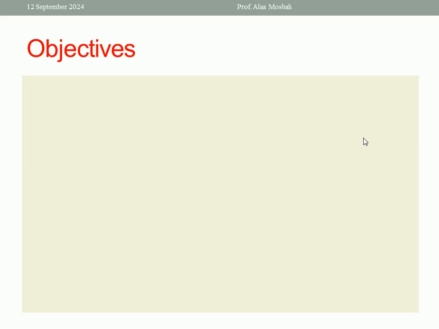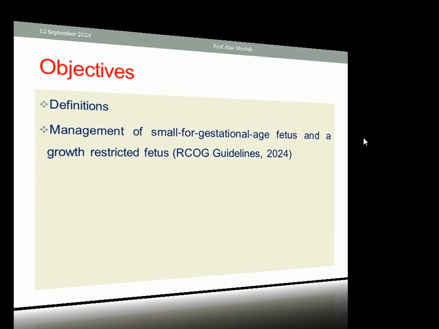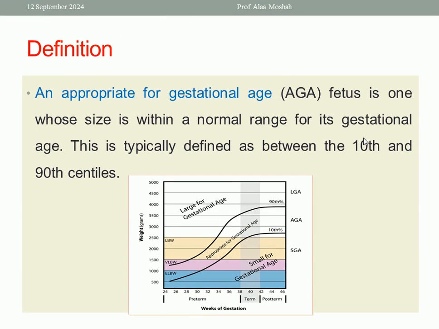So what are the objectives of this lecture today? To know the definitions of what? Appropriate for gestational age, small for gestational age, and fetal growth restriction. There are three important definitions you should know. What else? The management of a small for gestational age fetus and the growth restricted fetus according to RCOG Guidelines 2024. So let us start with the definition.